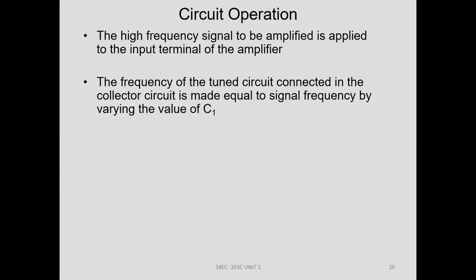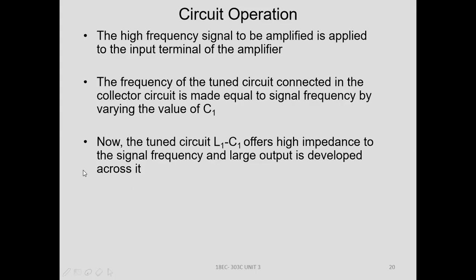The frequency of this tuned circuit connected in the collector circuit is made equal to the signal frequency by varying the value of C1. So whatever frequency we need to select will be selected by varying the variable capacitor C1 in the first tuned circuit, the L1 C1 tank circuit connected at the collector circuit. By varying the C1 value, the resonant frequency will be equal to the selected frequency.